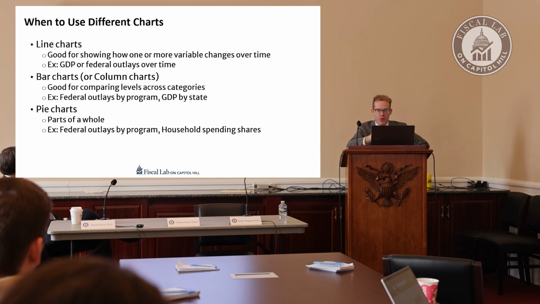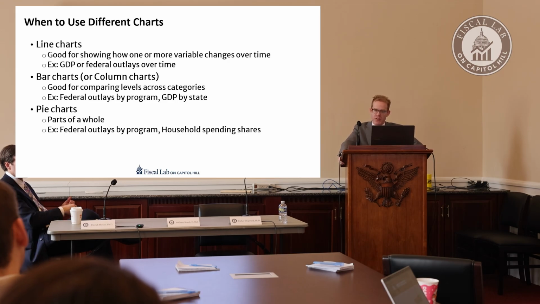For pie charts, I wrote household spending shares. So what's the household budget look like? How much goes to rent or mortgage? How much goes to groceries? How much goes to energy, et cetera?